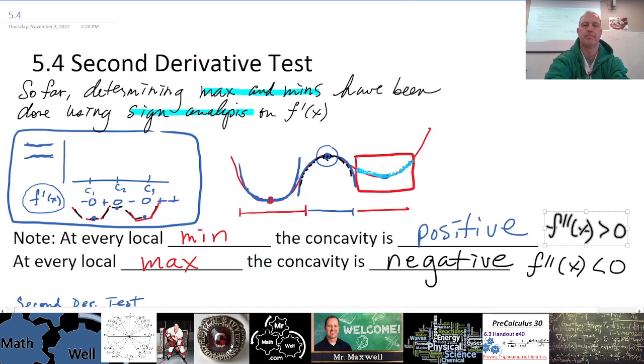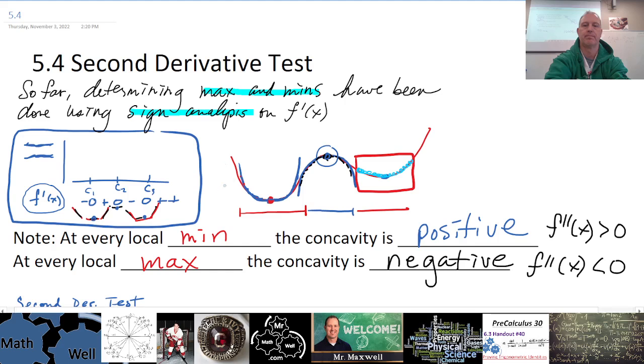At every local min, anything you can draw, the concavity has to be positive. Now, this is also, and I will talk about this a little bit later, if you ask about cusps or corners, this does apply when the function is differentiable at the point, and I'll talk a little bit more about that as we go through.